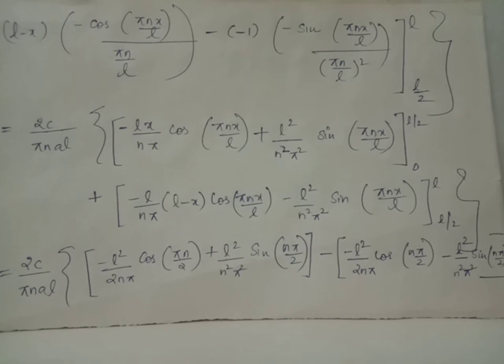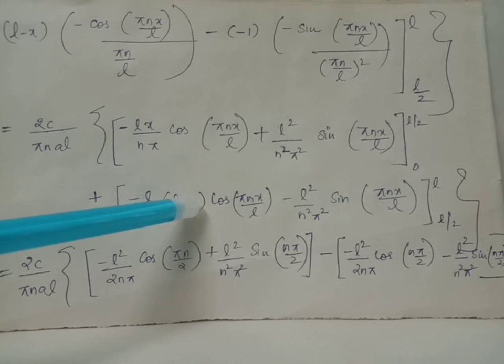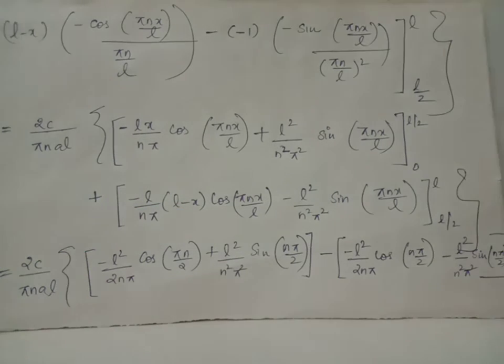When you give x equals L to these two terms, you get this term becoming 0 when you give x equals L here, and when you give x equals L here, it becomes sin n pi, which is 0. Applying the upper limit here in this square bracket, it becomes 0 completely.